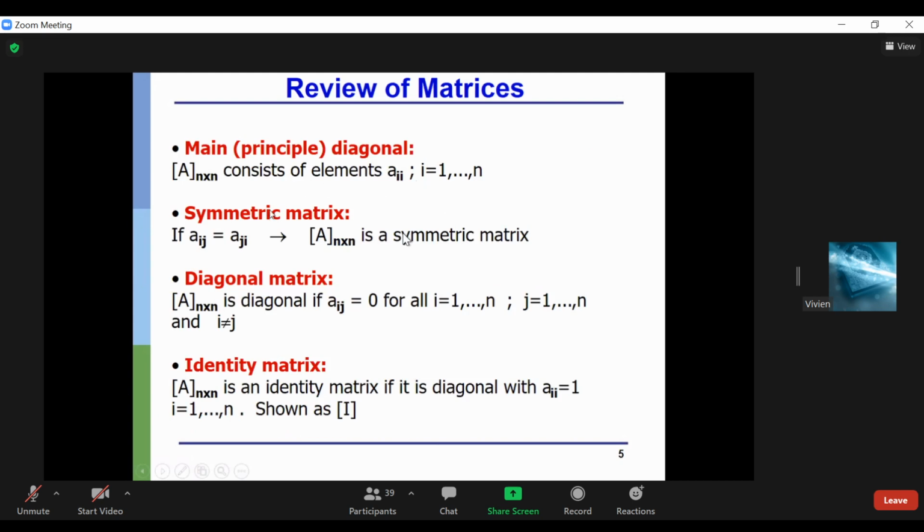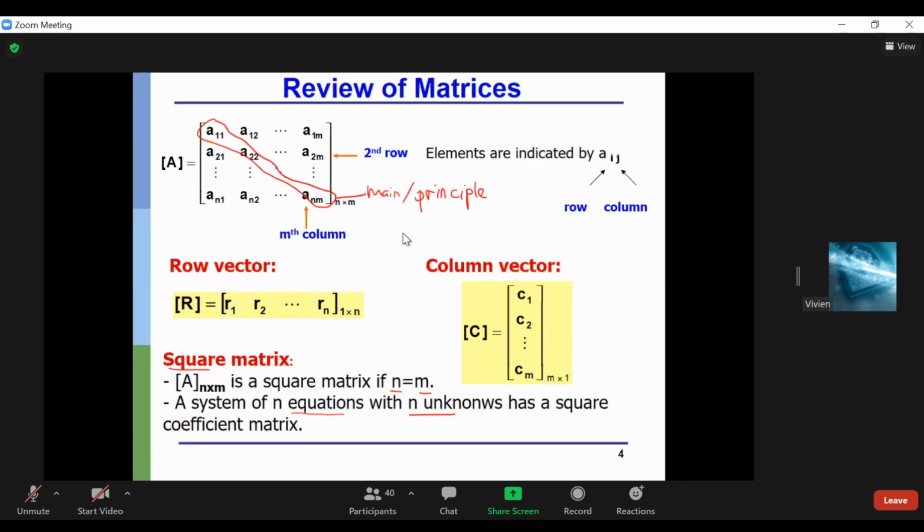And we have the term symmetric matrix, if the values of the elements are symmetric with regard to the diagonal line. So if we have a symmetric matrix, the diagonal acts as a mirror line, so that the value here will be equal to the value here and so on. So this is called a symmetric matrix. A symmetric matrix is a square matrix in which it is symmetric with regard to the diagonal line.